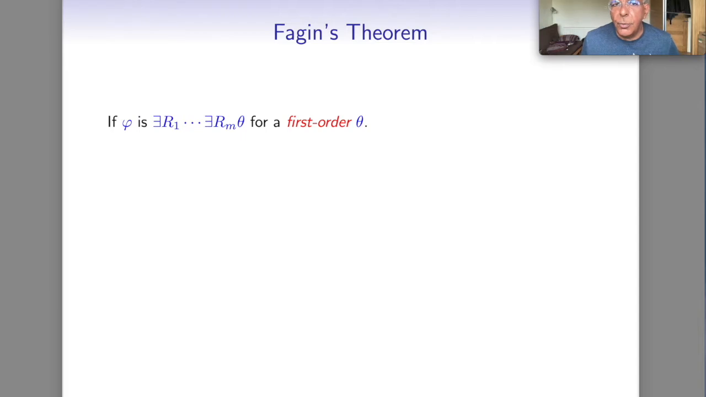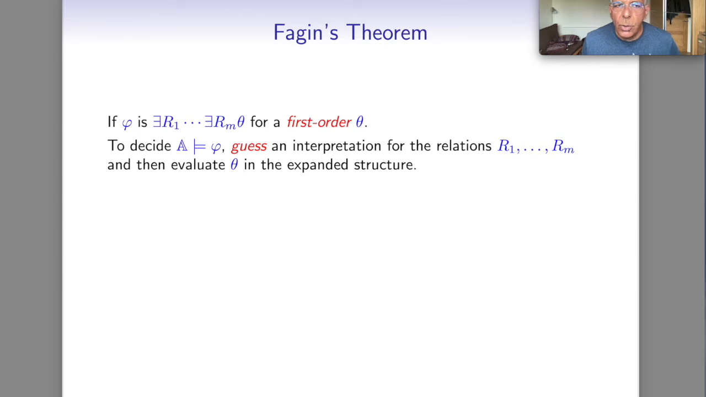We want to evaluate this formula on a finite structure, on a finite graph, for example. So I give you a structure A. To decide whether the formula phi is true in A, here's a non-deterministic algorithm which will do it. Guess an interpretation for the relations R1 through Rm, and then evaluate the first order formula theta in this expanded structure, meaning the structure A together with an interpretation for R1 through Rm. And the key point here is that each of these has some fixed arity. So what does it mean to guess an interpretation?